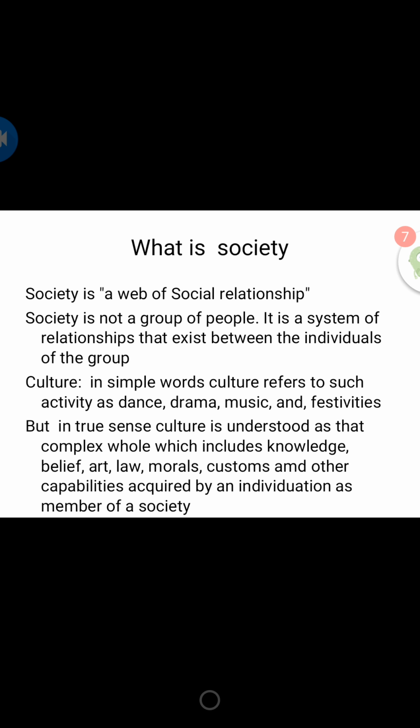So what is culture then? Culture in simple terms refers to activities like your dance, drama, music and festivals, etc. But in the true sense, we understand culture as a complex whole which includes the knowledge, belief, art, law, morals, customs, and other capabilities acquired by an individual as a member of society.